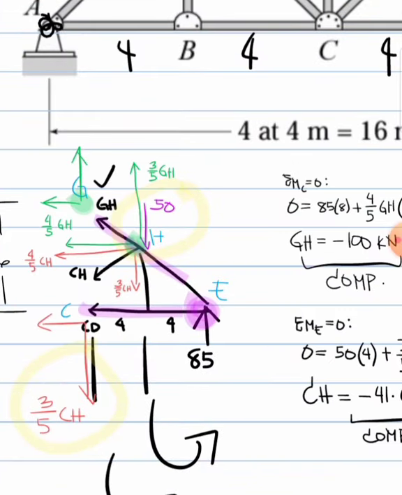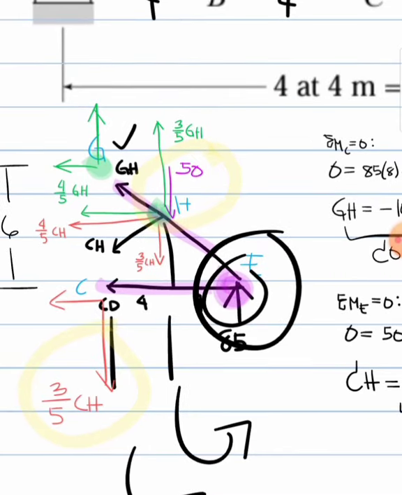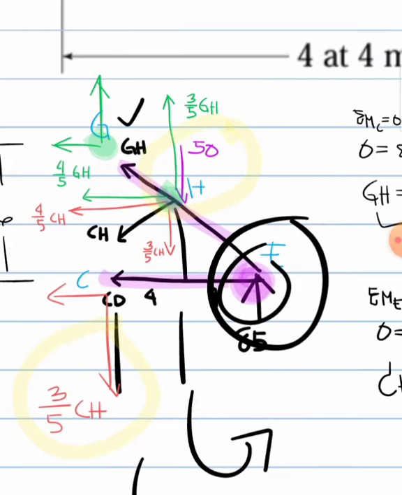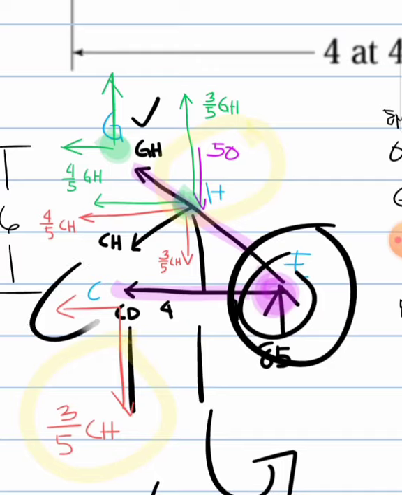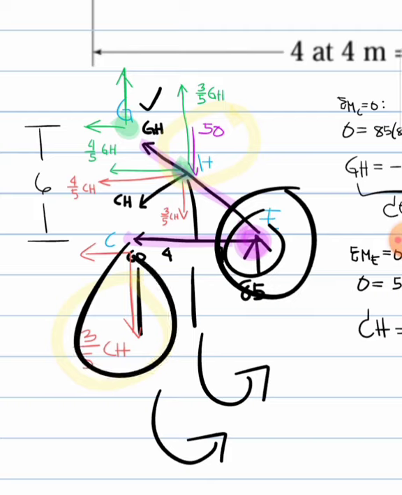Again, we take the sum of the moment at E because it knocks down GH and CD, since GH and CD pass through point E. Then we're left with this CH alone and this 50. So here's the component, and here's the 50. This horizontal component gets cancelled, or has no moment arm, so this vertical component only is the one that creates moment about E. So that's it.